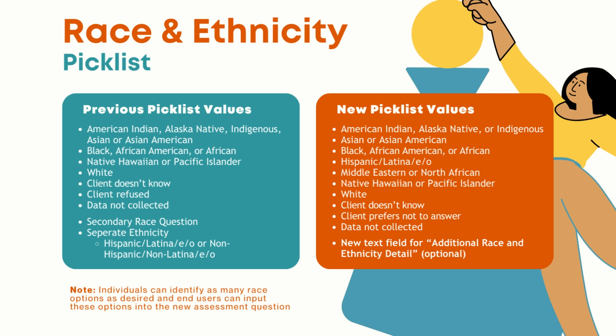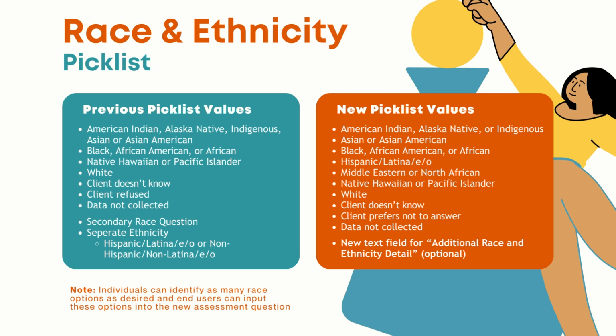The new pick list values are American Indian, Alaska Native, or Indigenous; Asian or Asian American; Black, African American, or African; Hispanic or Latina; Middle Eastern or North African; Native Hawaiian or Pacific Islander; white; client doesn't know; client prefers not to answer; data not collected. Multiple fields can be selected.